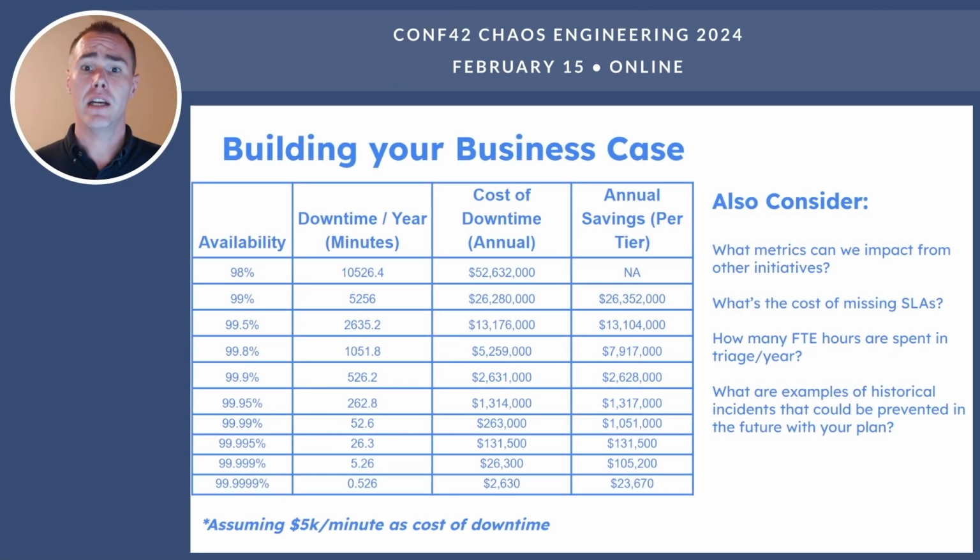Now, on top of tying to other high priority initiatives, this slide also shows a fairly easy way to show value by quantifying how much adding another 9 can have on your bottom line. In this fictitious example, I used $5,000 as the cost of downtime per hour, despite my research showing that the average for major enterprise orgs is as high as $9,000.